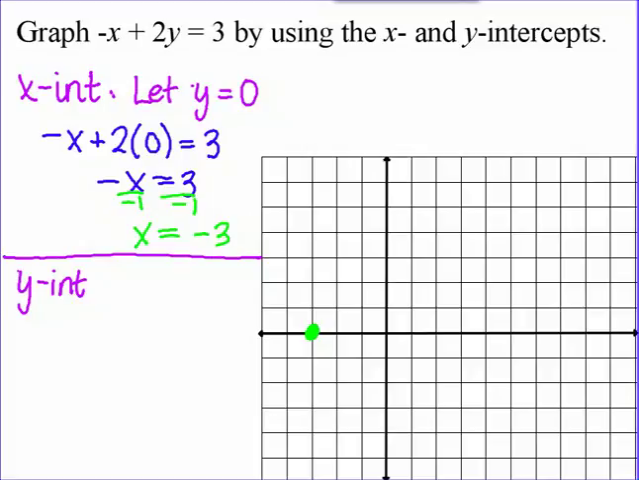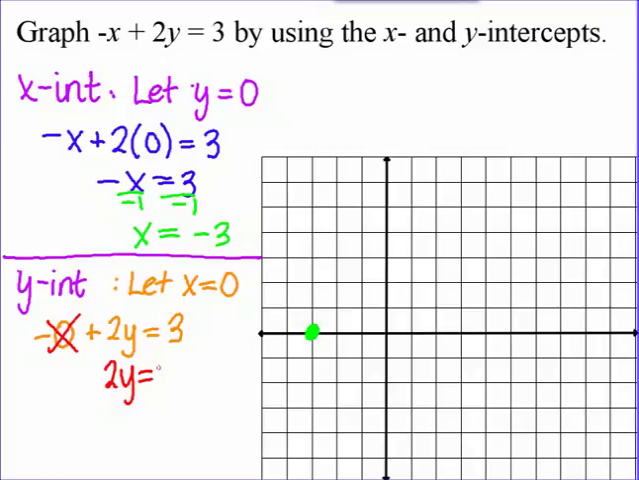Now what do you think I'm going to let go on the y-intercept? I'm going to let x equal 0. So my problem will be negative 0 plus 2y equals 3. Well, negative 0, what do you know that is? It's just 0. It's gone, right? So I end up getting 2y equals 3. What do you need to do to both sides there? Divide by 2. Very good. So what does y equal? 1.5. So that means I'm going to go to the y-axis up here, and I'm going to plot 1.5.